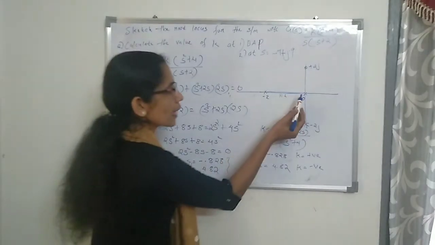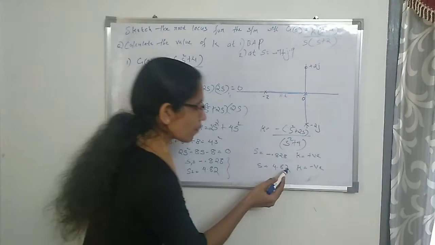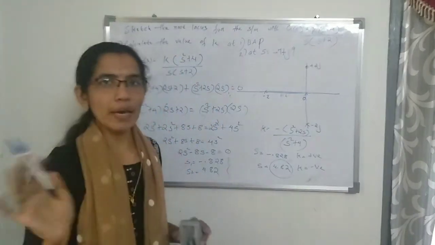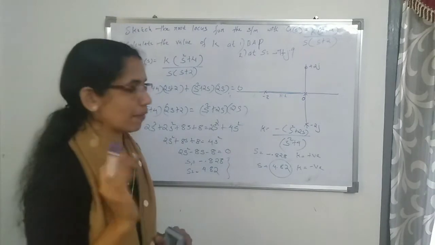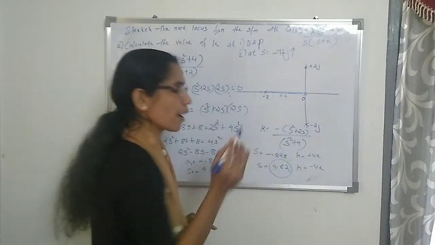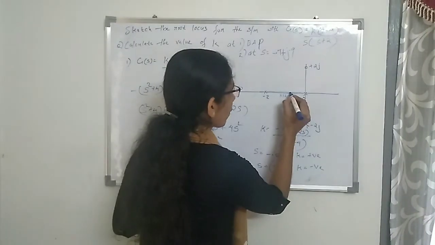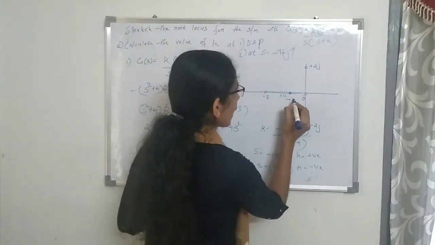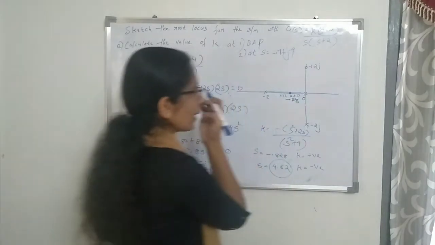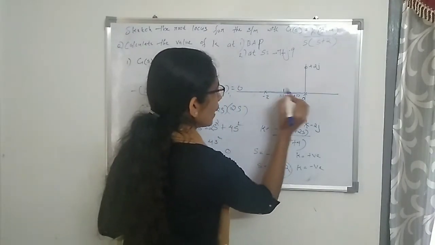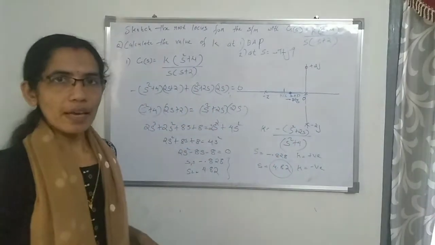And we also know that the breakaway point exists between 0 and minus 2. So, this 4.82 will never become a breakaway point. Only a point between 0 and minus 2 can be the breakaway point. So, this minus 0.828 is the breakaway point. Mark the breakaway point as minus 0.828. Let this point be 1, and therefore this minus 0.828 is the breakaway point.